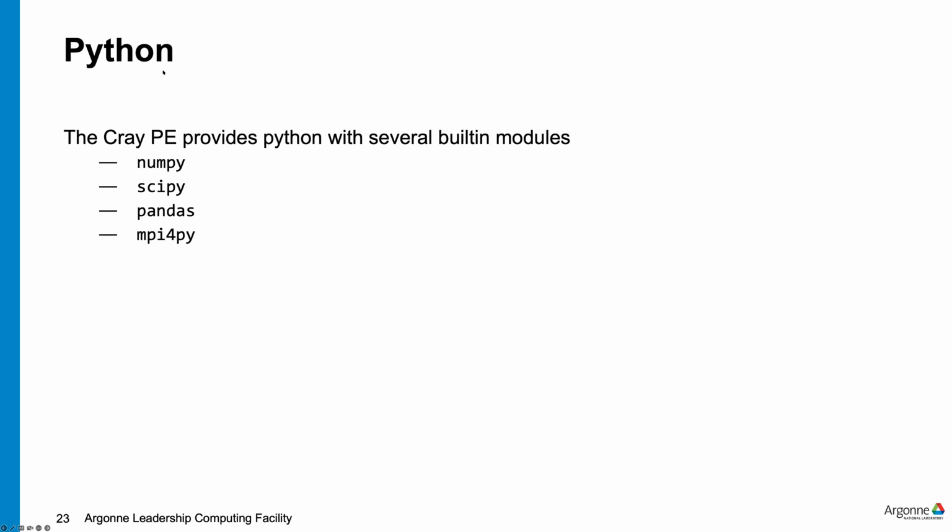Next, we do have Python provided by the Cray PE. And so these are designed to work, so mpi4py is designed to work with the Cray's MPI libraries. So if you load the Cray Python module, so if you do module avail and then search for Python, you can load this module. It has NumPy, SciPy, Pandas already built in, as well as an mpi4py designed to run on the system. So if you want to test any Python code, you can try this Cray Python.